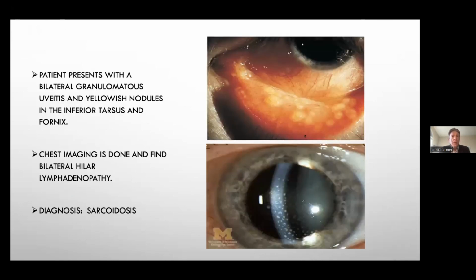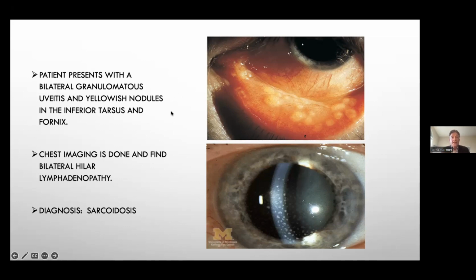So we have a case here of a patient presenting with a bilateral granulomatous uveitis, which is an inflammation in the uveal tract. Usually, if it's anterior, it involves the iris and ciliary body. If it's posterior, it involves the choroid. And then this patient also has these yellowish nodules in the inferior tarsal plate area and in the fornix. The fornix is the area of the conjunctiva where the conjunctiva reflects from the surface of the globe, called the bulbar conjunctiva, onto the eyelid, which is called then the tarsal conjunctiva.